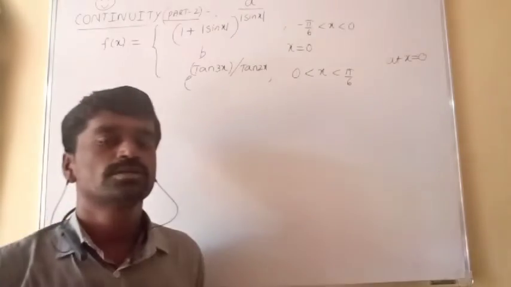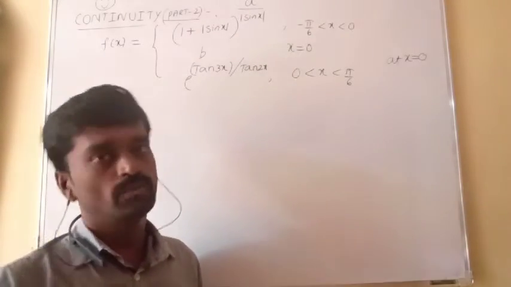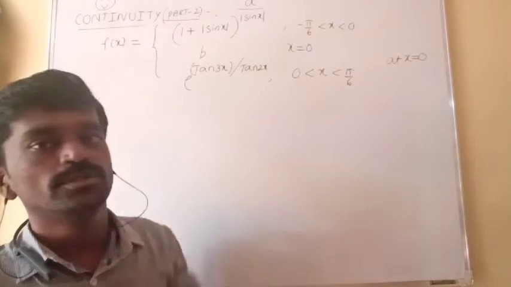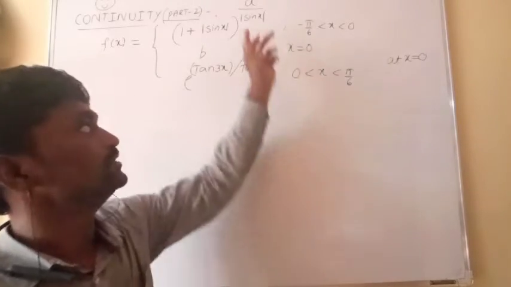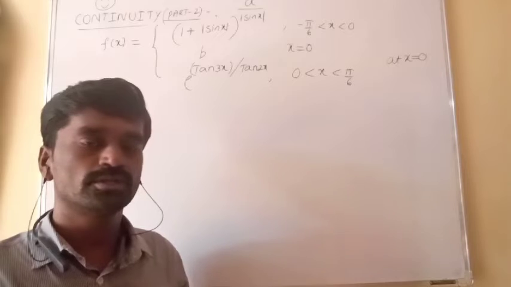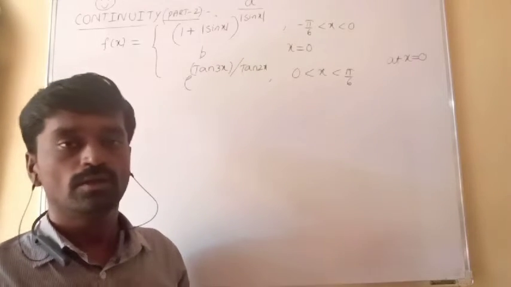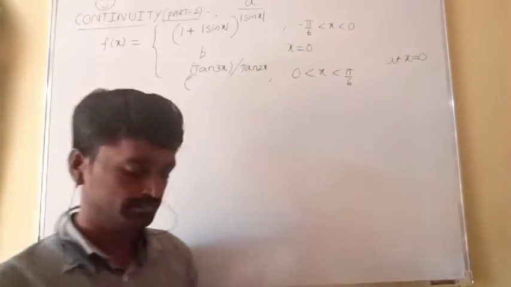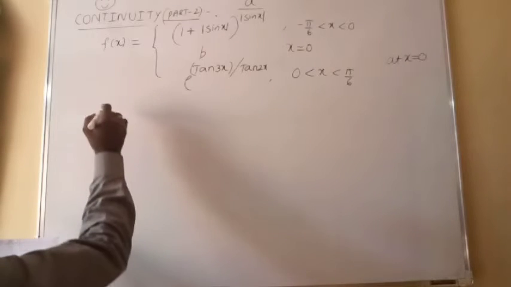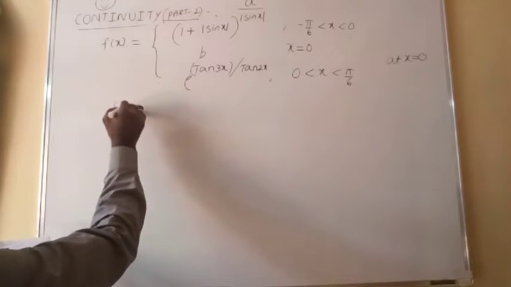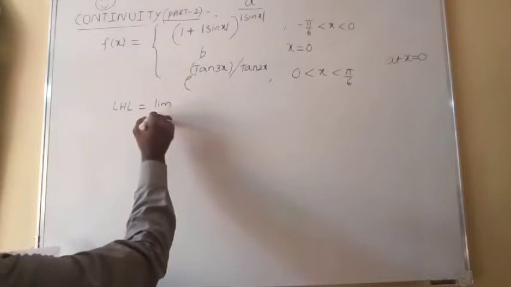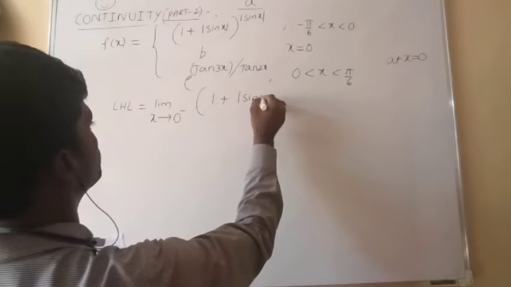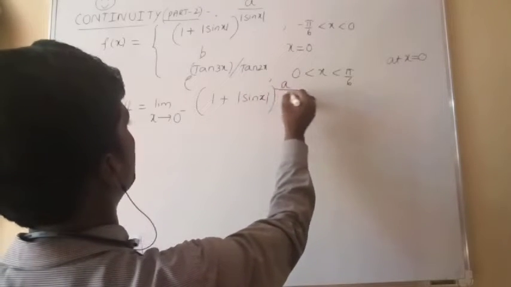Then what are a and b values? If it is a continuous function at 0, then limit of the function must be equal to value of the function. And according to the definition of the function, before 0, after 0, the definition of the function is different. So here, to get the limit of the function, we have to find LHL and RHL. And we have to equate LHL is equal to RHL is equal to value of the function, because it is continuous at 0. So LHL, limit x tends to 0 minus (1 plus mod sin x) whole power a by mod sin x.